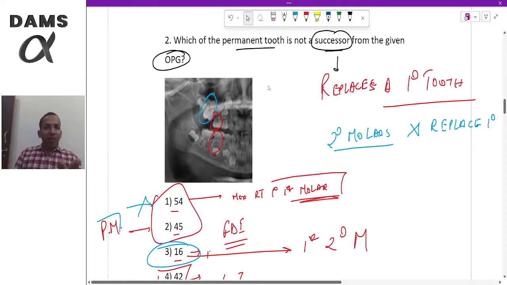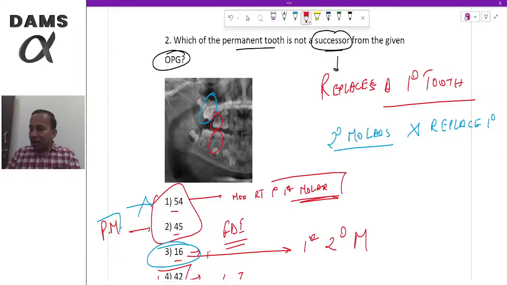So when I got this question, the word permanent was missing. Actually, I edited this question to add the word permanent. So let's assume that the question you get in your exam is: which of the following tooth is not a successor from the given OPG? Let's say the word permanent was missing from the question.